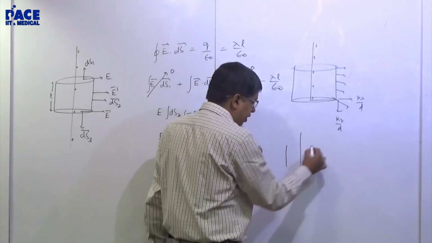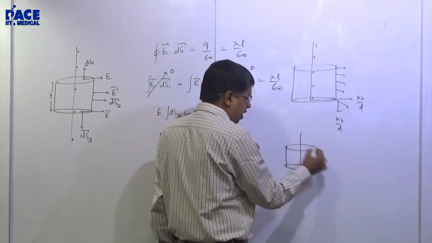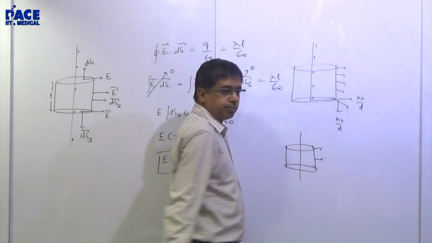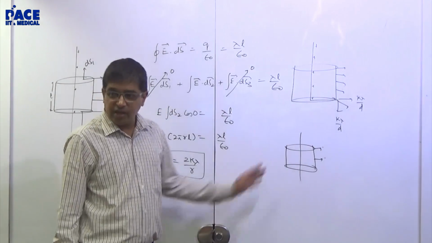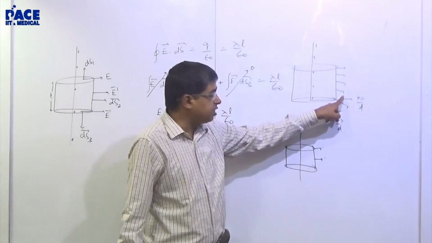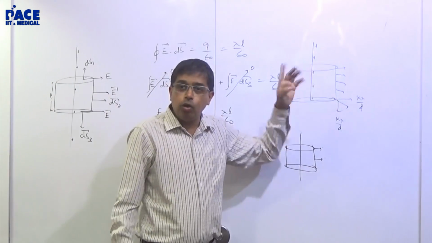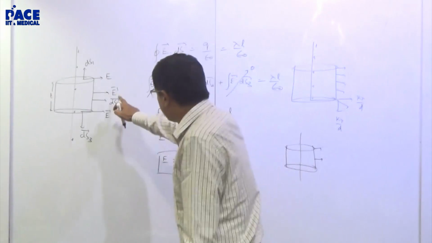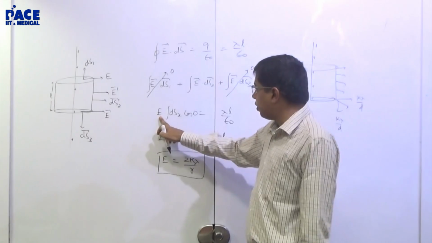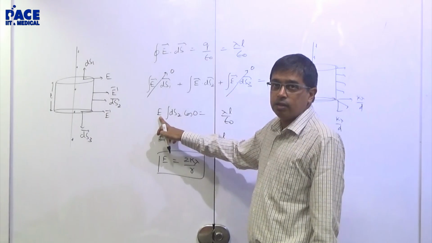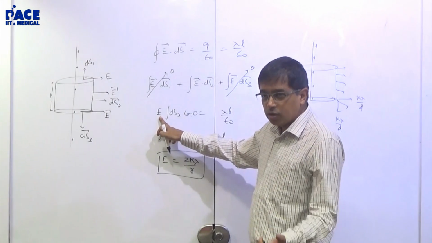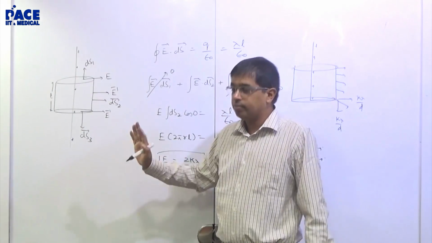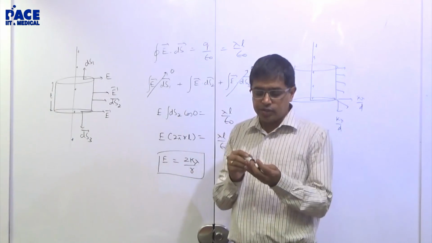If it is a finite wire, I take a Gaussian cylinder this way. Here the field and here the field will not be parallel. For a finite wire, it will keep changing this way. So I don't know the angle between E and ds. Not only that, in this case the magnitude of the field I could bring out of the integral because the magnitude is constant. When will that happen? Only if the wire is infinite. I have proved 2 points here.